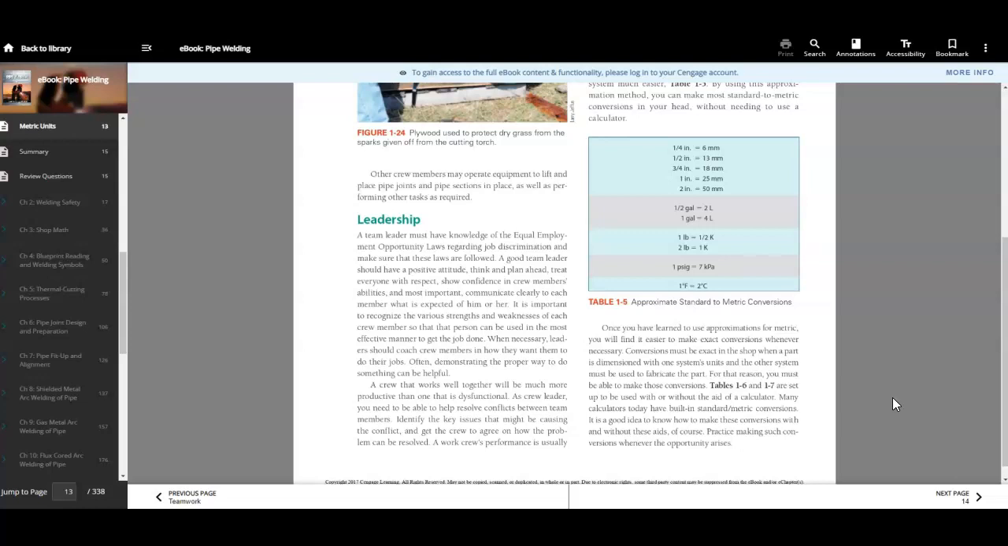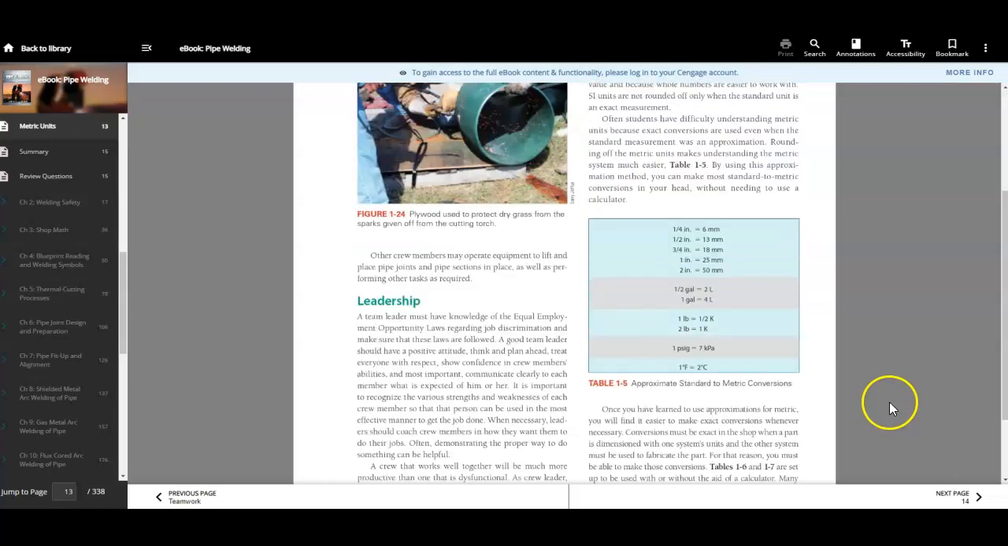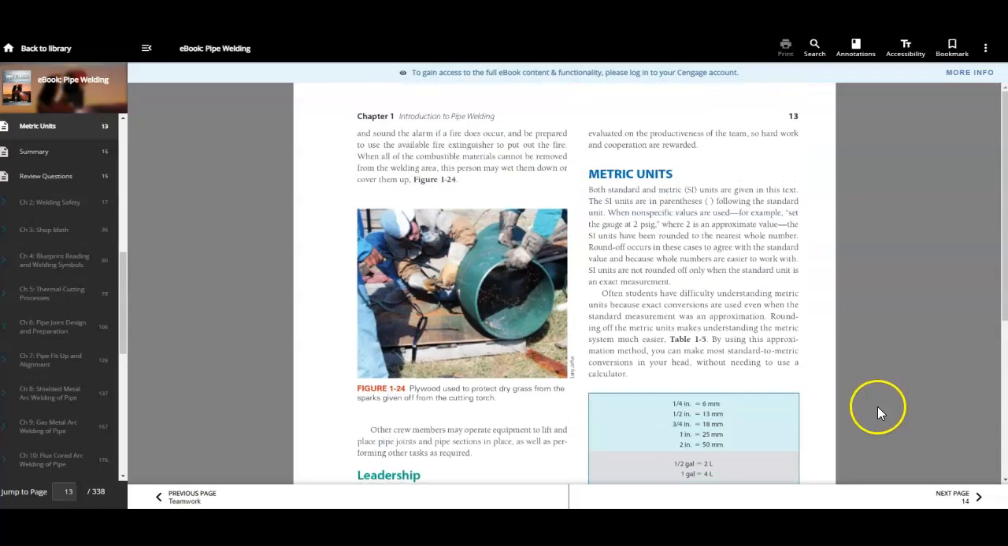As crew leaders, you need to be able to help resolve conflicts between team members, identify the key issues that might be causing the conflict, and get the crew to agree on how the problem can be resolved. A work crew's performance is usually evaluated by the productiveness of the team, so hard work and cooperation are rewarded.